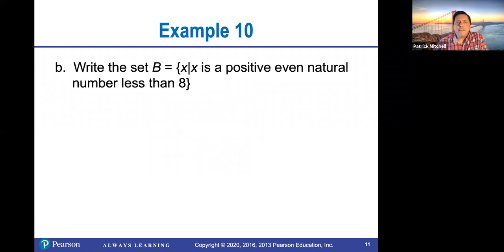All right, the next example, write the set B, which is the set of all x such that x is a positive, even, natural number less than 8. So think about that for a second. A positive, even, natural number less than 8. And you probably don't have to think about it for too long before you figure out that this is just the set 2, 4, 6.